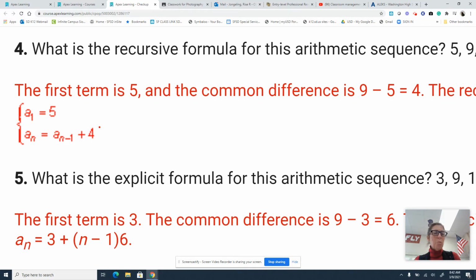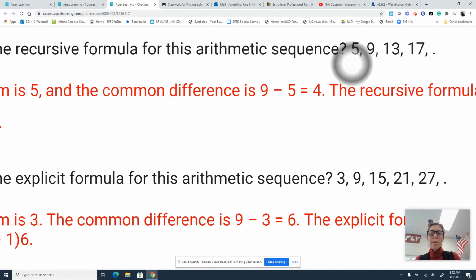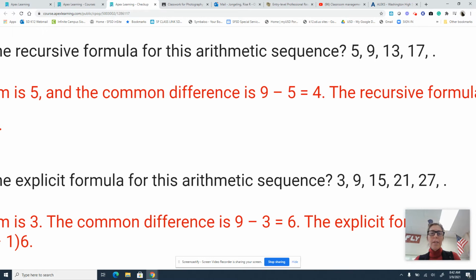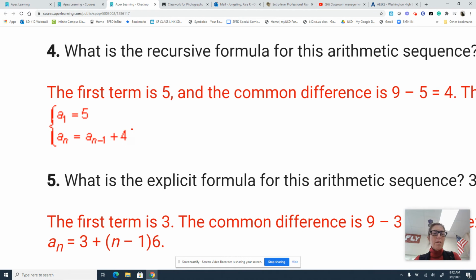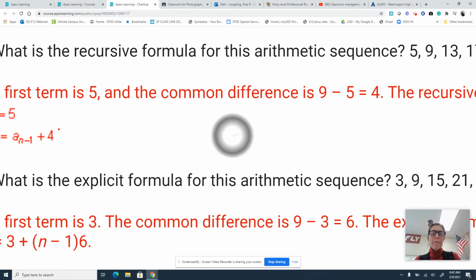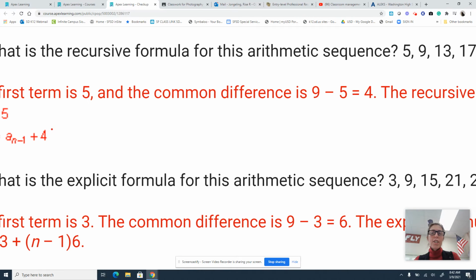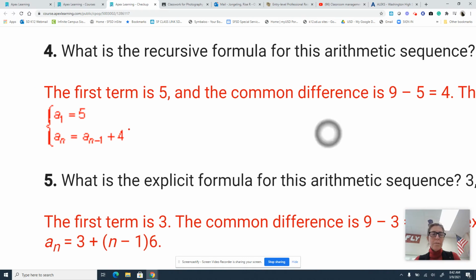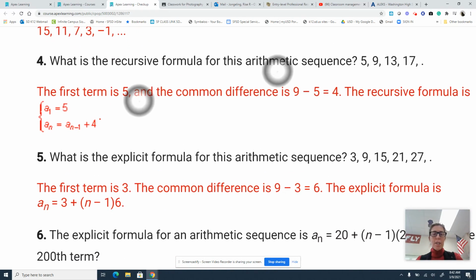You have to have an A1, which is your starting number. There's 5 right there. And then you have to have this 4, which is the difference, or what are you doing to change 5 to 9? You are adding 4, okay? Let's go to the next question.